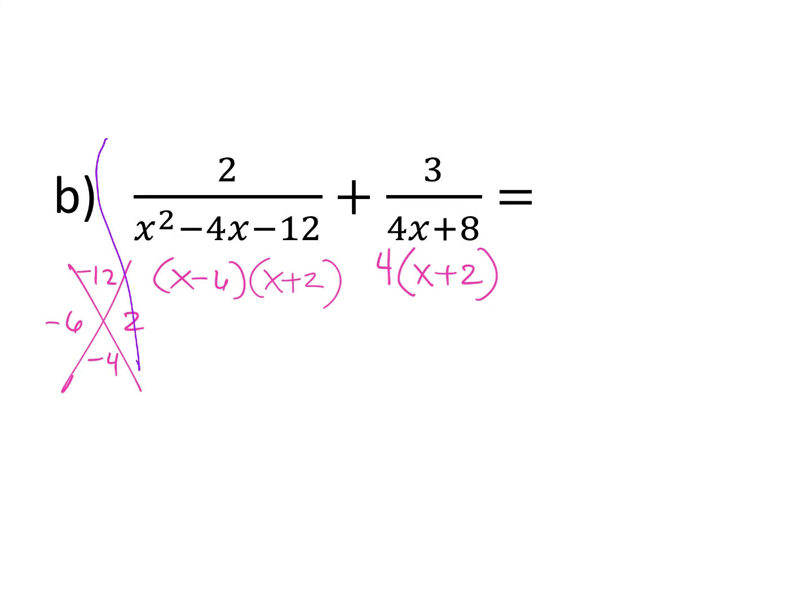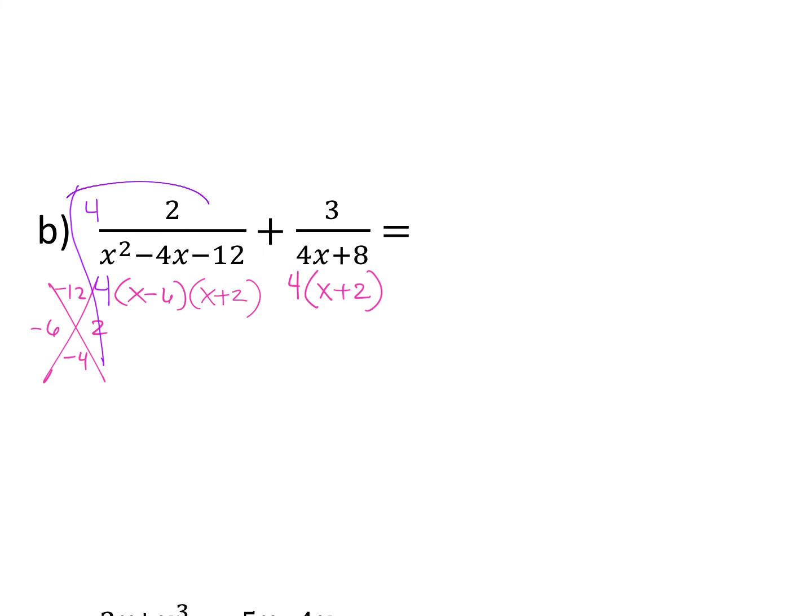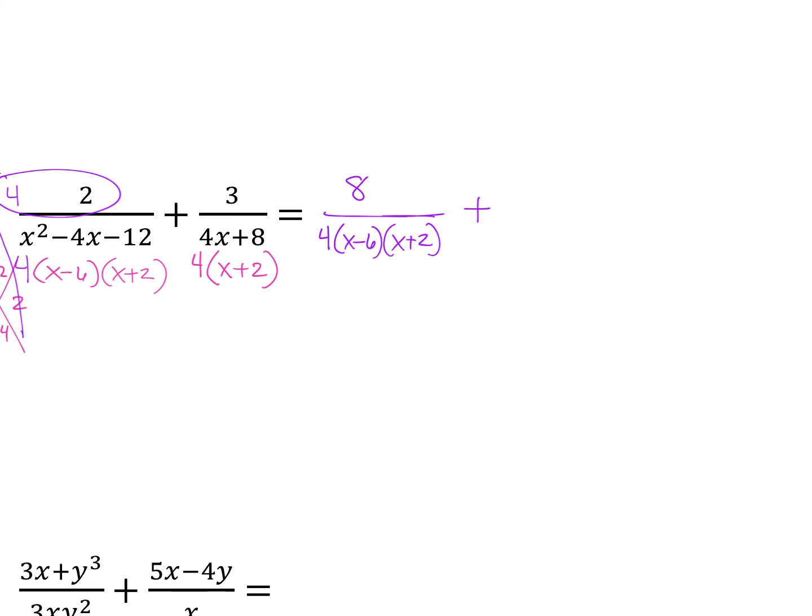On the left side, what do I need to multiply by? 4 over 4, okay? So now I'm going to have 4 times 2 on top, which is 8. My common denominator is 4 times x minus 6 times x plus 2. So that's my whole left side right now, plus my right side, which we know is going to be 4 times x plus 2. We're going to multiply by what on top and bottom?